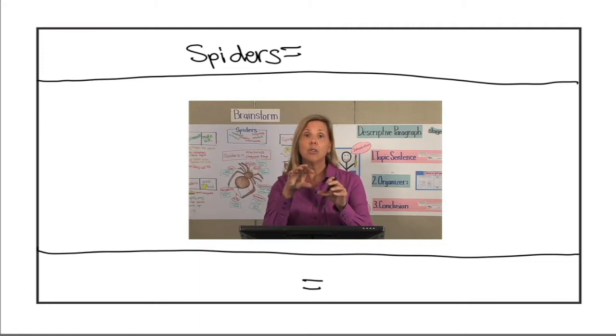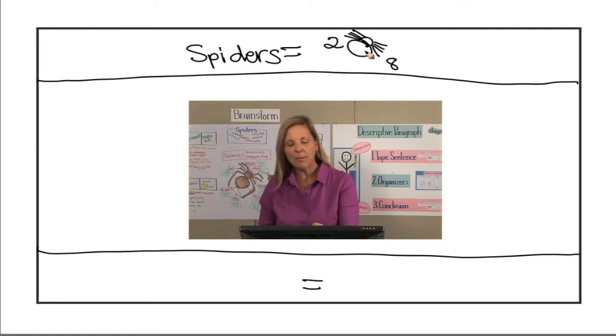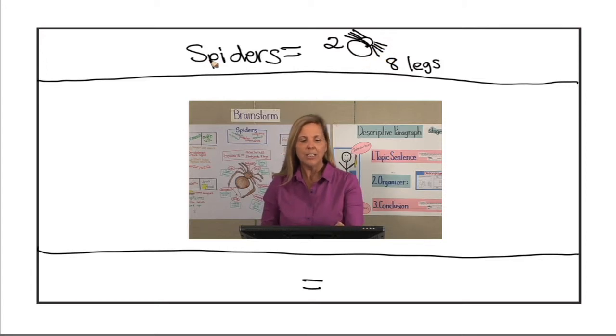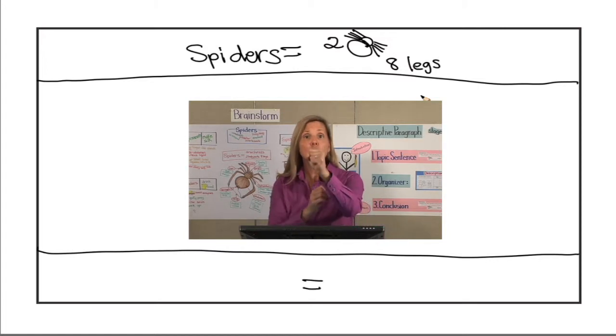Oh, it has 2 body parts and 8 legs. We have 2 body parts and 8 legs. Let's write legs, L-E-G-S. I also drew 8 legs sticking out of the top body part. Spiders have 2 body parts and 8 legs. Excellent topic sentence. Let's go back and repeat it again. Spiders have 2 body parts and 8 legs. I have the children turn to each other and practice saying their topic sentence.